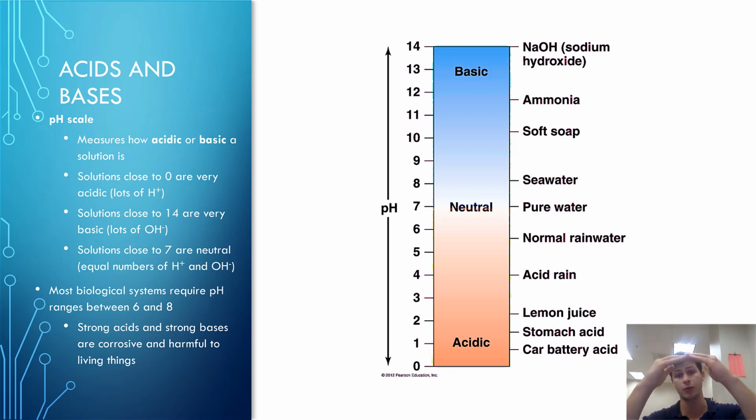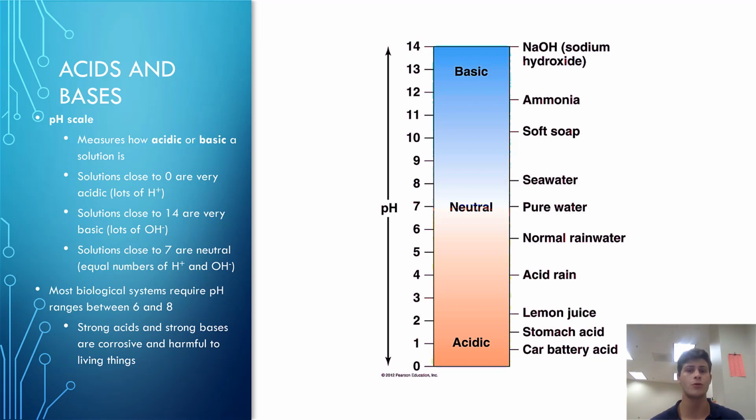However, if you go in the opposite direction, the farther up you go, above 7, that means that solution is going to have more hydroxide ions relative to the number of hydrogen ions, meaning it's going to be more basic. So at the low end of the spectrum, battery acid is going to have a pH very close to 0. However, at the very high end of the spectrum, NaOH, or sodium hydroxide, is going to be a very, very basic solution. And again, remember that the farther away you deviate from pure water in either direction, the more reactive and the more corrosive that substance is going to be.